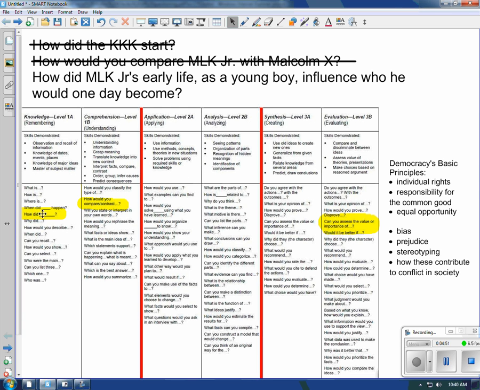And you saw today how I changed a level 1. It's the same question, but I changed the language so that it reflected more of a level 3 question. Make sure you have your levels of questioning sheet out for you today.